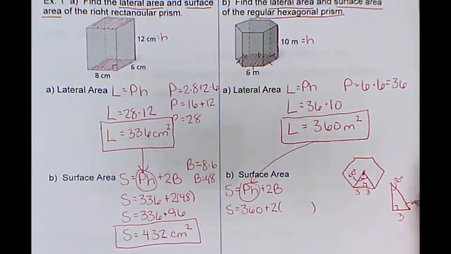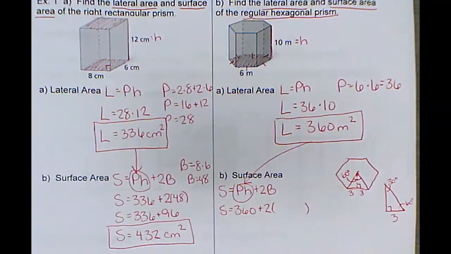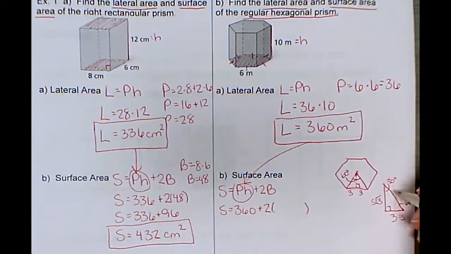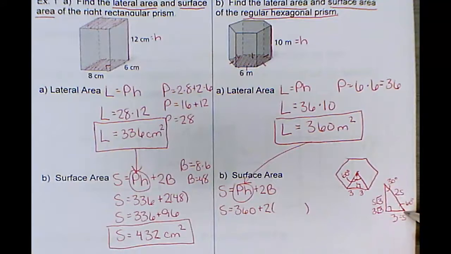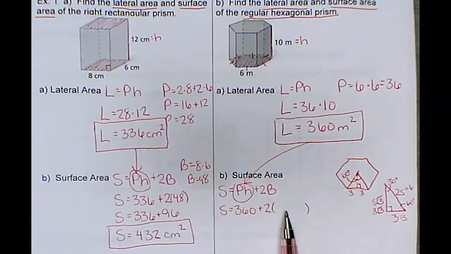That means this is 60 degrees. Short side is s. Long leg is s square roots of 3. Hypotenuse is 2s. So if the short side is 3, that means that this right here, the apothem, is 3 square roots of 3. And the side length here is 2 times 3, which is 6. So now I can find the area of my hexagon.